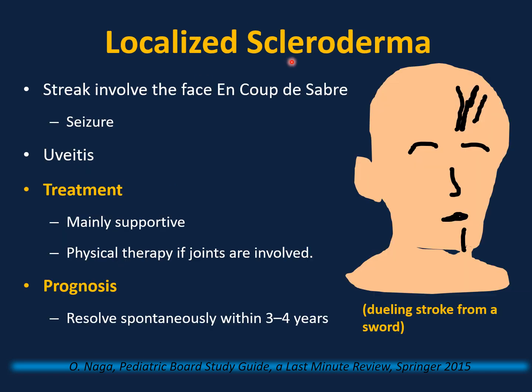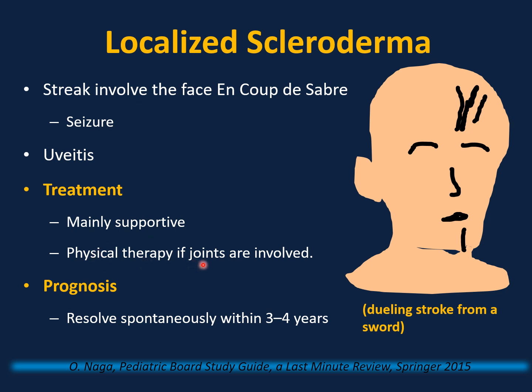Localized scleroderma, or well known also as linear scleroderma or morphea, this is the most common form of scleroderma in pediatrics. The classic presentation is a streak, or well known as en coup de sabre, which is a double stroke from a sword. This is the meaning how it will look like, which is a depression in the bone in the face and can cause facial asymmetry and facial deformity. This can be deep enough to cause a seizure, also can be associated with uveitis. The treatment is mainly supportive.